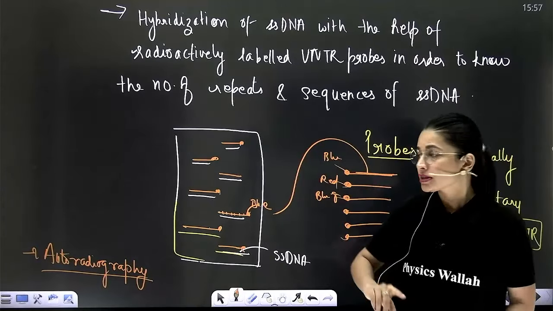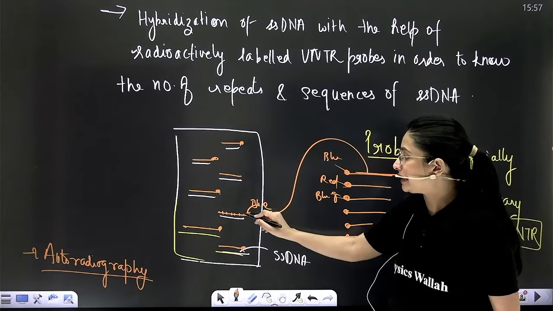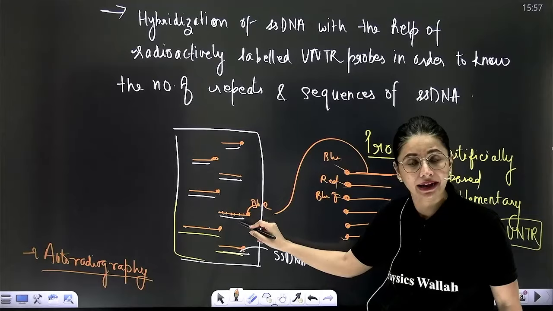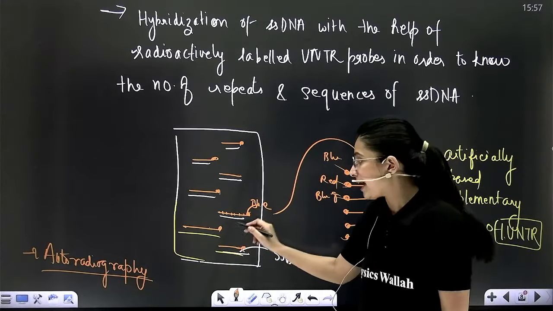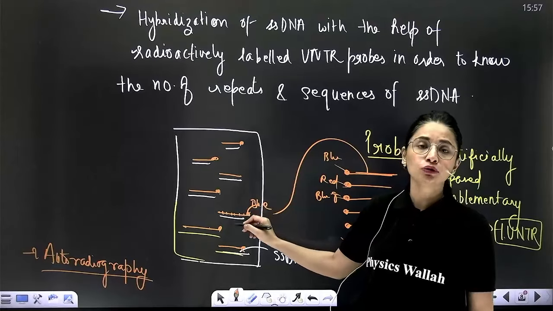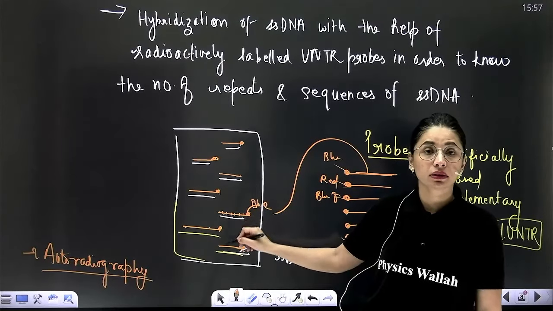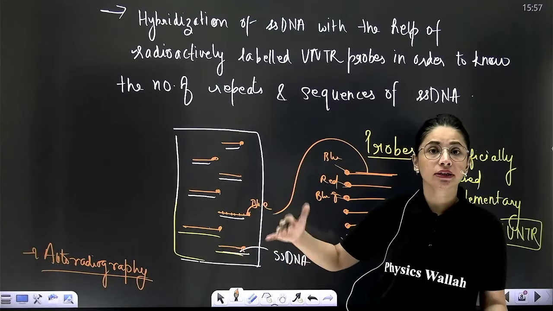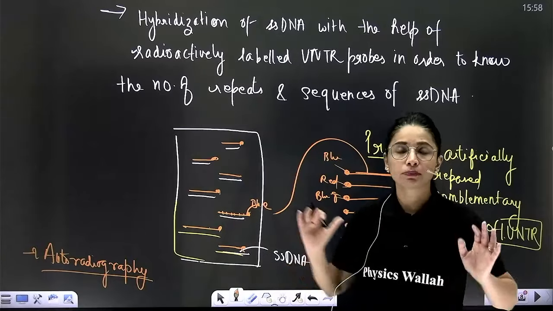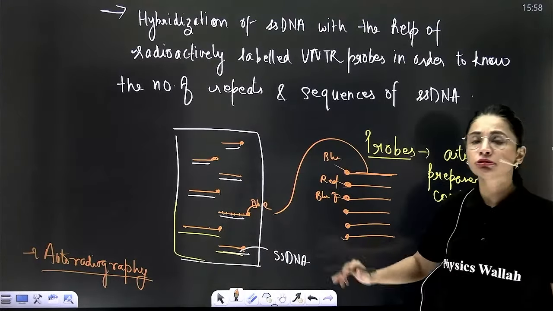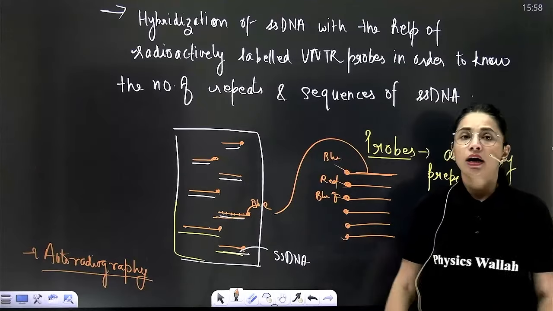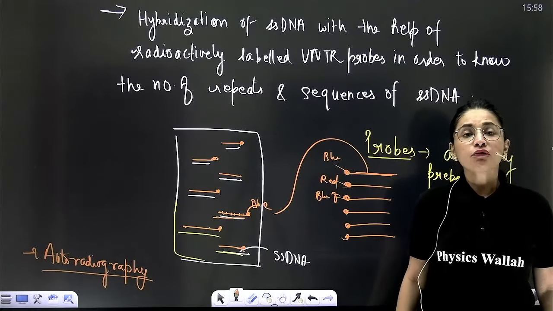Now, what happens? Suppose my blue-colored emitting probe has bound to the third fragment. So now I will come to know about its sequence. Why? Because obviously the blue-colored probe has associated with the third fragment since it found it complementary, hence it bound. Now I know the sequence of the probe, so automatically I will come to know the sequence of my unknown DNA fragment.